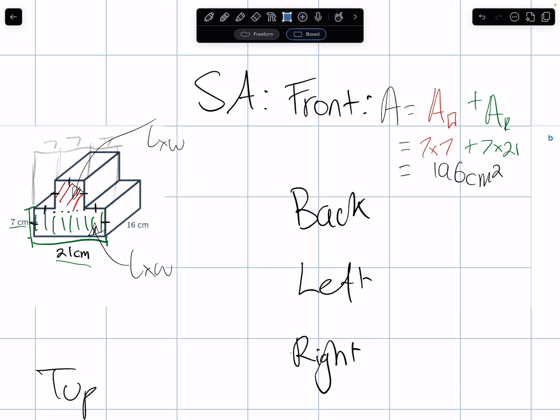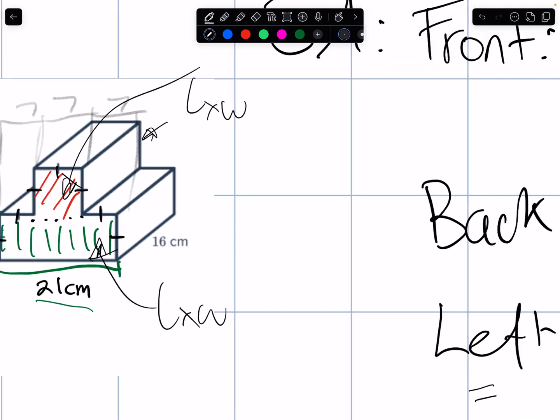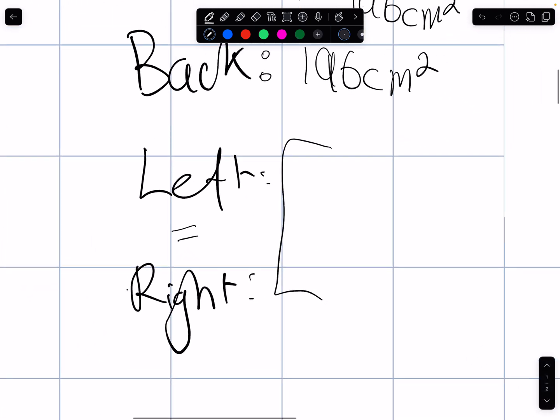Now, we can deduce that our backside here is the same as our front side. So our backside is also 196 centimeters squared. The beautiful thing about this shape, which isn't true of every shape, is that our left side and our right side are going to be equal. So let's do our left and our right here. Because they're equal, I can say 2 times.